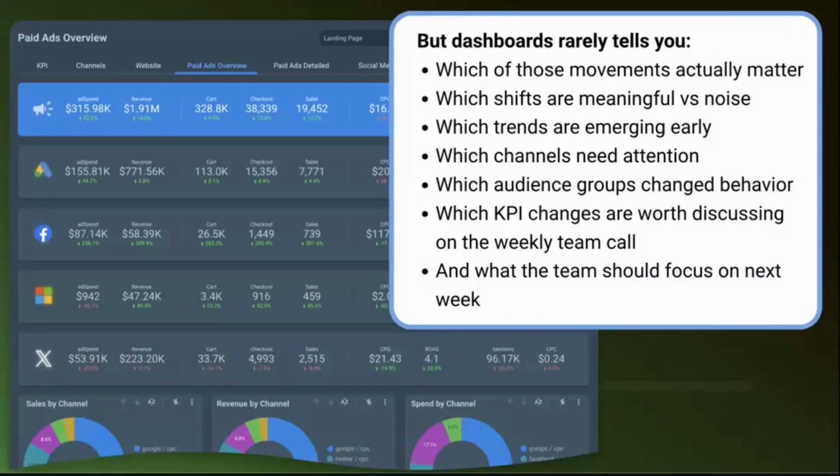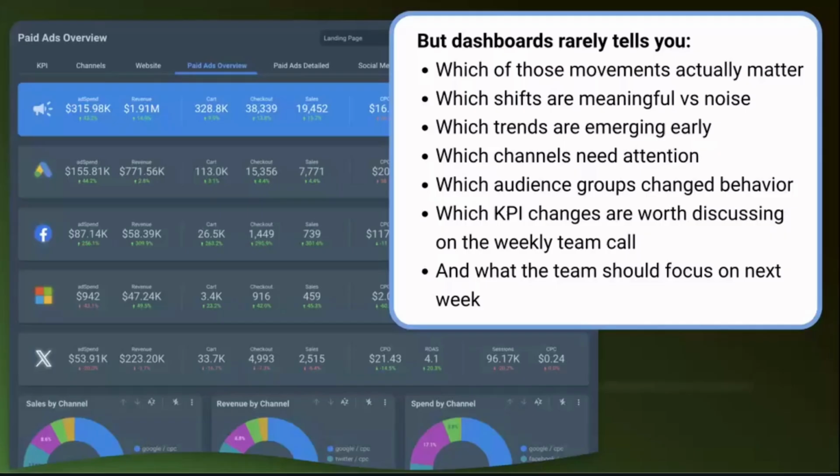All that is important, but not equally important. All of them move in different directions. Metrics are interconnected, and that's what dashboards cannot tell. You can add a lot of conditional formatting, but you cannot add it for everything. Which of those movements actually matter? Which shifts are meaningful versus noise? Which trends are emerging early? Which channels need attention? Which audience groups change behavior? So what happens?